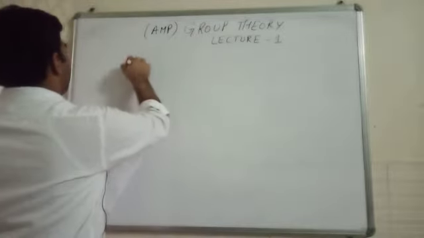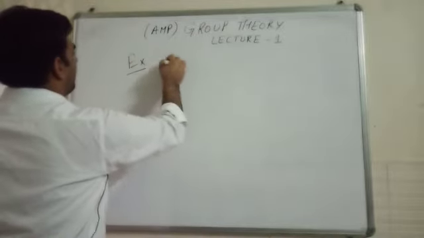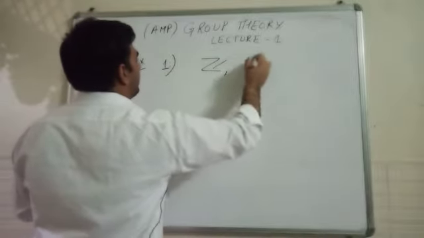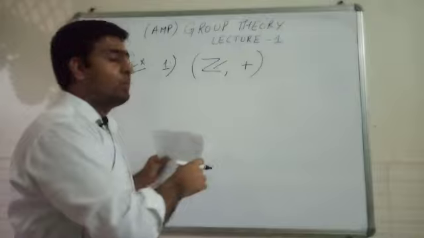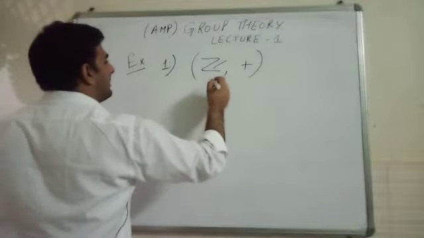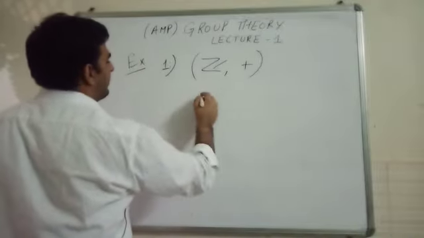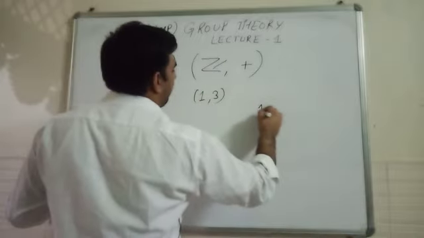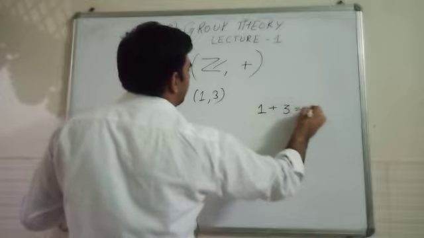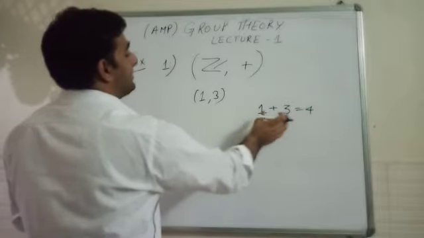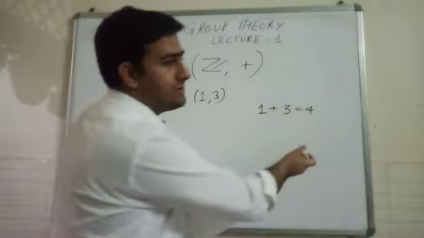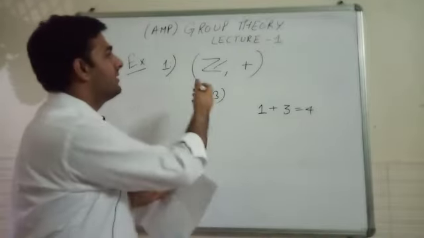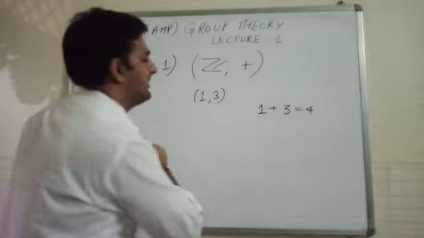So, example: the integers with the binary operation of addition is a group. For example, if you take two integers, let's say 1 and 3, and you add them, 1 plus 3 equals 4. Now you added the two integers and it provided another integer. So clearly the addition binary operation satisfies the closure property.